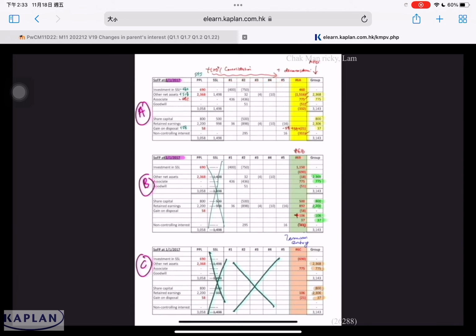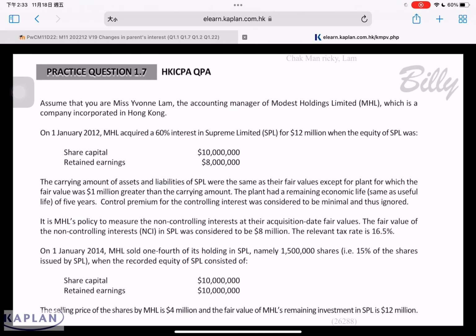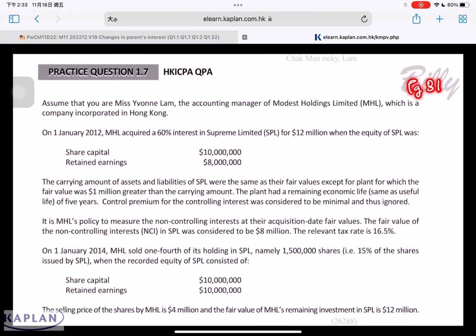However, in exam, there's a shortcut method. Shortcut method means we do not consider this. Whatever entry you pass before the control is lost, you have an entry to reverse. Please refer to page 81. Question 1.7 is a Module A question. This question discusses the changes in parent interest in subsidiary involving loss of control and no impact on control. Study the questions, understand the issue. We will discuss this question shortly.